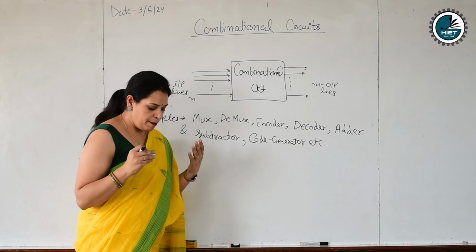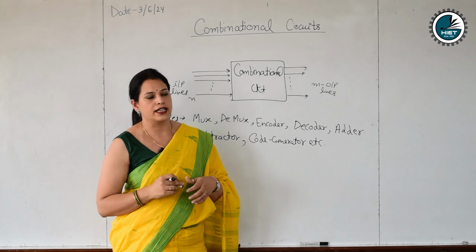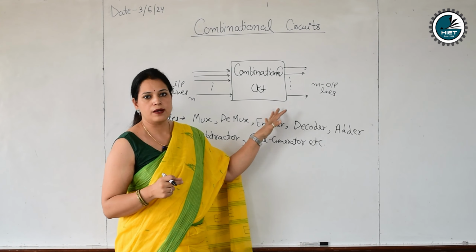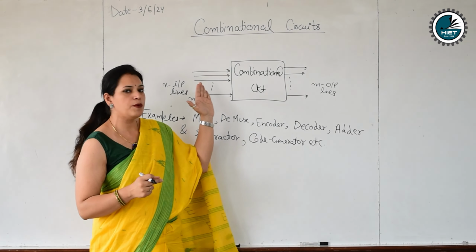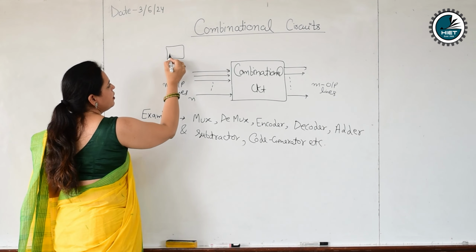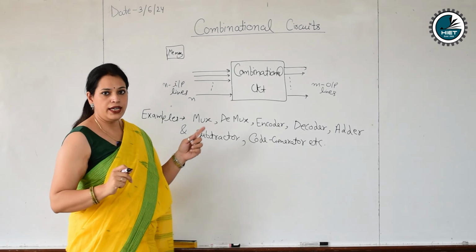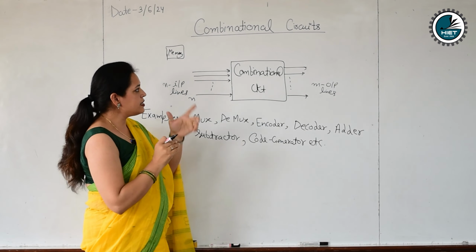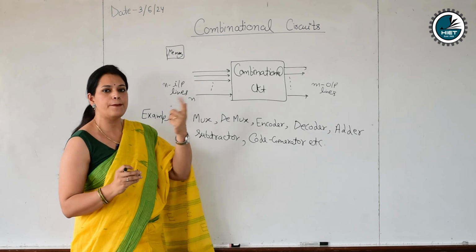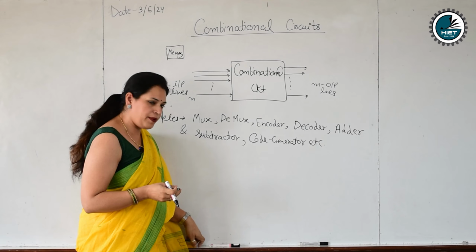Now, the main question that arises is, what is the difference between a combinational circuit and a sequential circuit? This is a very important topic. In a combinational circuit, we don't use memory because the output is directly dependent upon the input. There is no need of memory. On the other hand, in a sequential circuit, we need memory. What is the use of this memory? In sequential circuits, the output is dependent upon the present input as well as the previous output. Where do we get the previous output? With the help of this memory, we get the previous output.